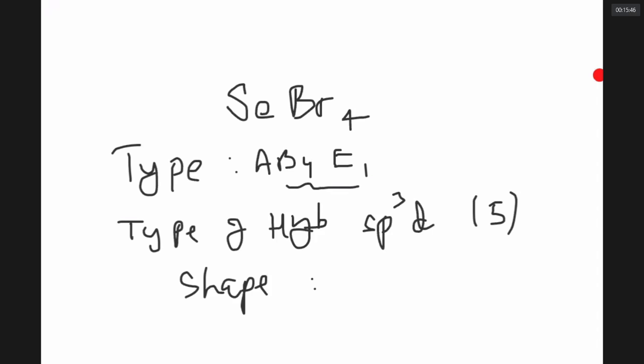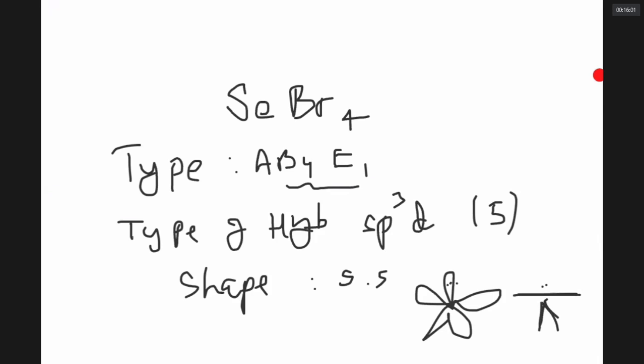In trigonal bipyramid, there is one lone pair, so it is seesaw. Can you see it really?